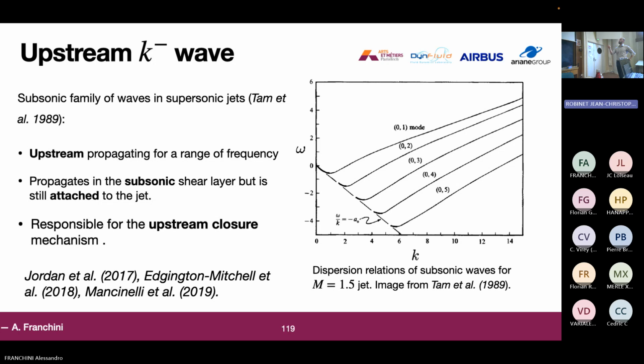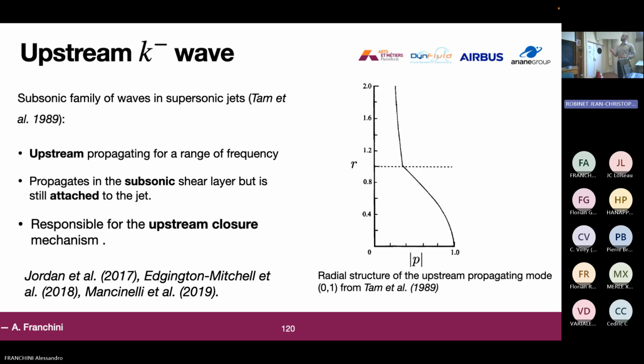And you can see that in here, there is a part that propagates upstream because it has negative phase velocity and negative group velocity. This can be possible because the free stream is subsonic, and so the waves can still be attached to the jet and propagate upstream, but still can have a support in the supersonic part. So in here, for example, if you take the radial structure of this upstream propagating mode coming from the Tam paper, here there is the boundary of the jet. You can see that it has a support in the supersonic part, but the main thing to see is that it has also support in the subsonic part.